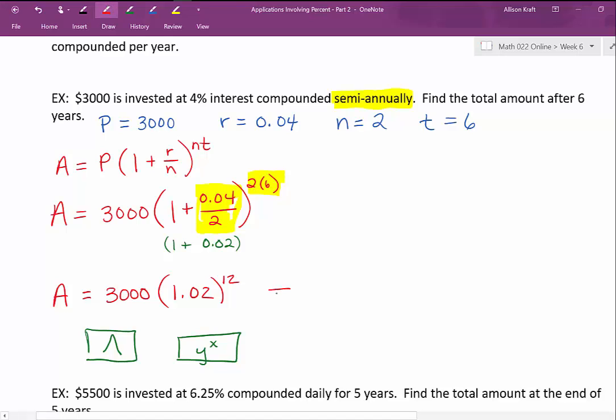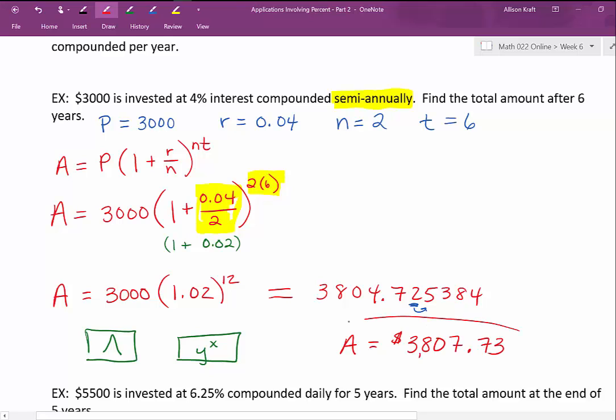Plugging this into our calculator, we get 3,804.725384. We're talking money, so we want to round to the nearest cent, which is the same as the hundredths. I'm going to need to round up. The total amount ends up being $3,807.73.